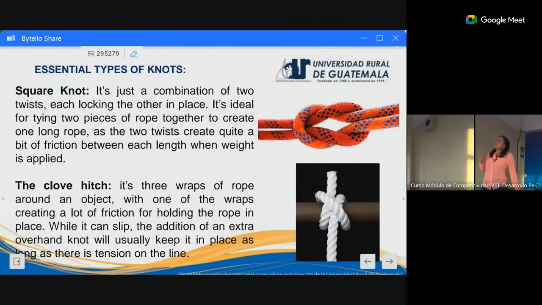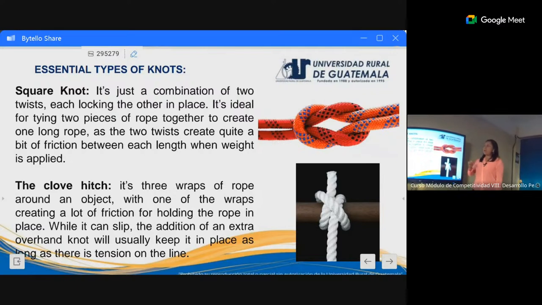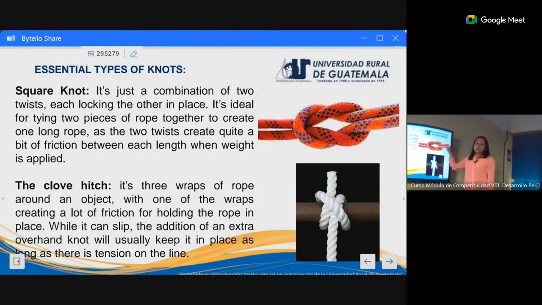So, essential types of knots. If you just take a look at the link that I sent you, you're going to find this. We have the square knot. It says it's just a combination of two twists, each locking the other in place. It is ideal for tying two pieces of rope together to create one long rope, as the two twists create quite a bit of friction between each length when weight is applied. So you're going to use it when we tie two ropes to create one. This is the technique that we use for the square knot.